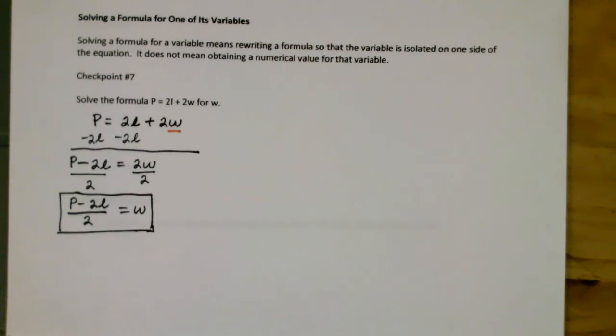So this is the formula that we can use to find out what the width is if we already know the perimeter and its length. So you just substitute the P and the L with those values, and that will tell you what the width is.